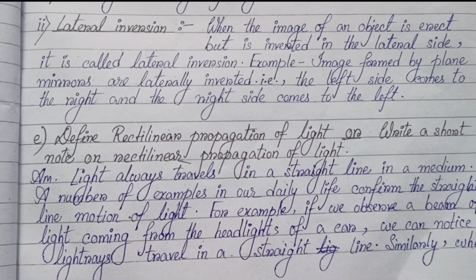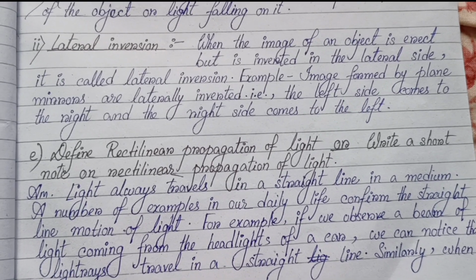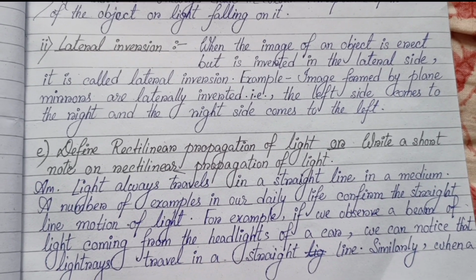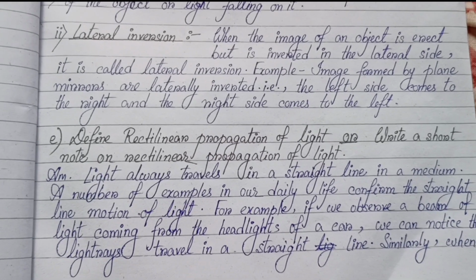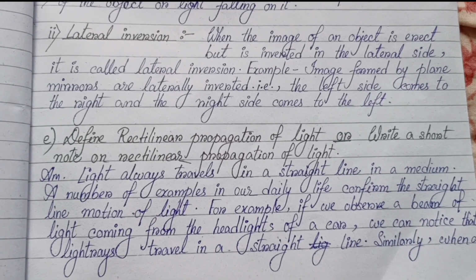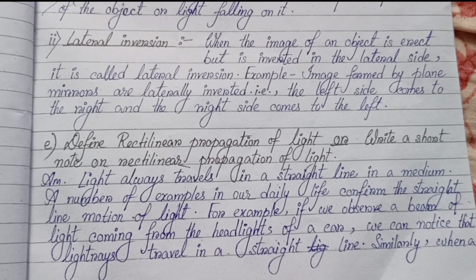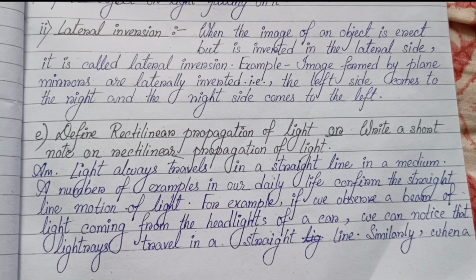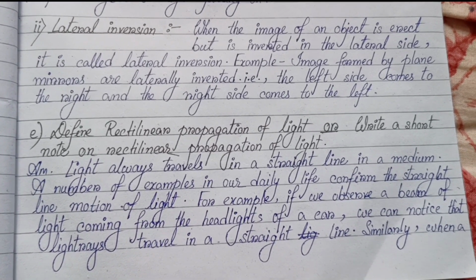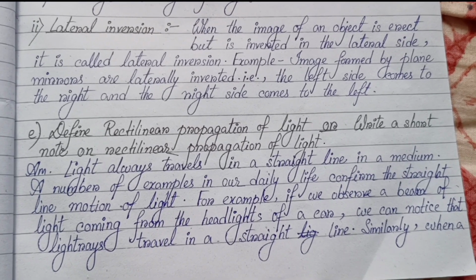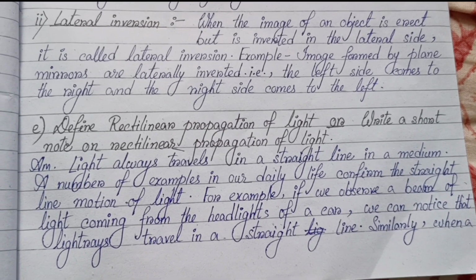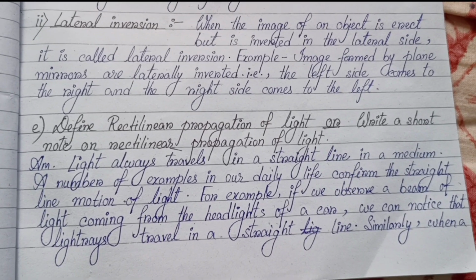Number E, define rectilinear propagation of light, or write a short note on rectilinear propagation of light. Light always travels in a straight line in a medium. A number of examples in our daily life confirm the straight line motion of light. For example, if we observe a beam of light coming from the headlights of a car, we can notice that light rays travel in a straight line.